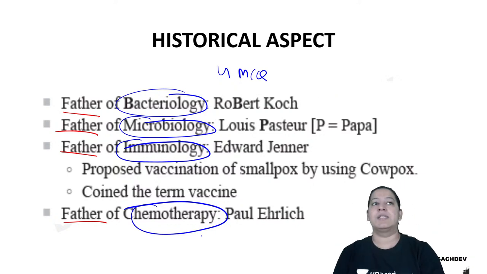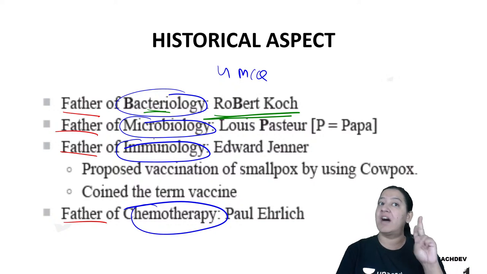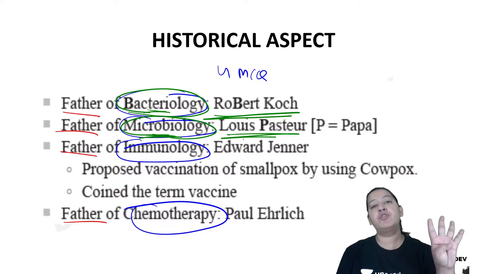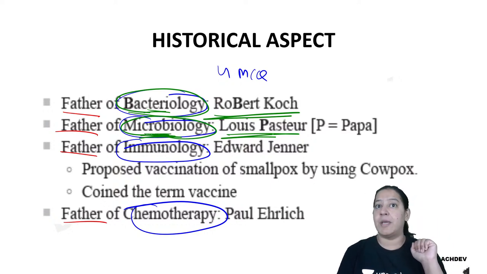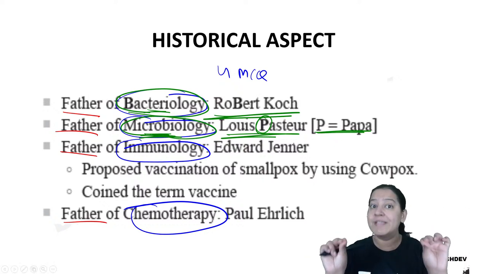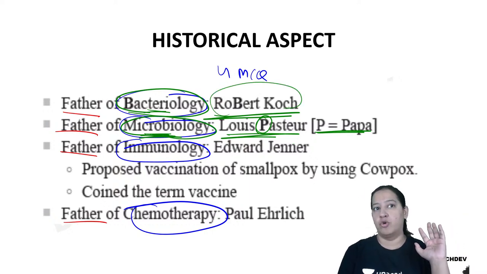So let me tell you the answers. The father of bacteriology is Robert Koch. Don't get confused, that is bacteriology. But father of entire microbiology is Louis Pasteur. Ye sir bacteriology ka father hai. Microbiology mein bacteriology, virology, parasitology, sab kuch aata hai. So entire microbiology, P, Pasteur se papa, P for papa, learn like this. Entire microbiology ka father hai Louis Pasteur, but only bacteriology wale portion ka father hai Robert Koch.